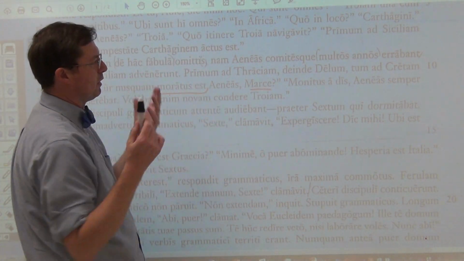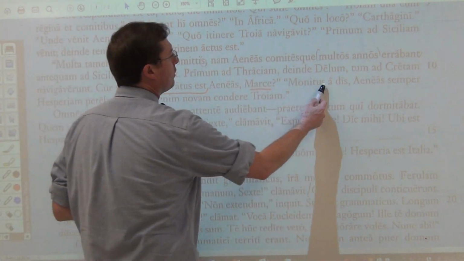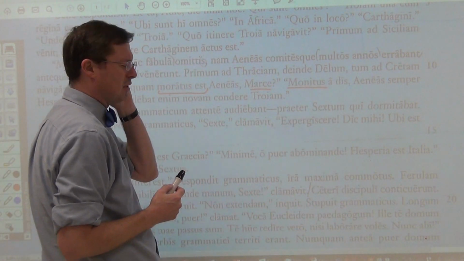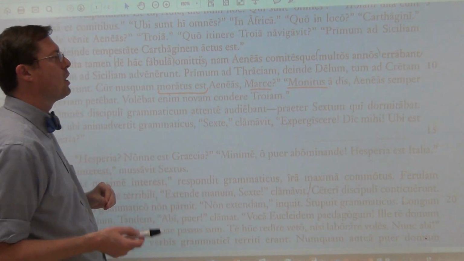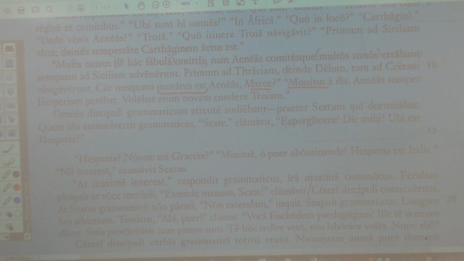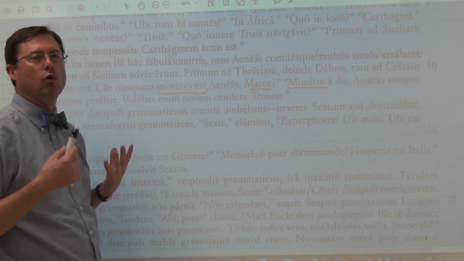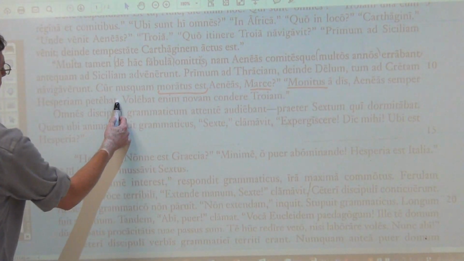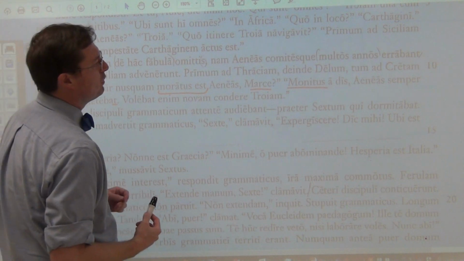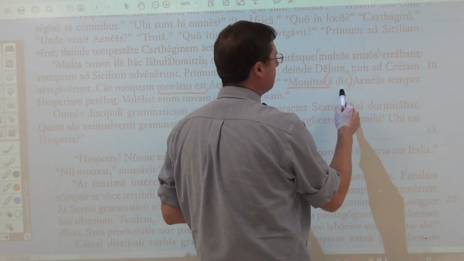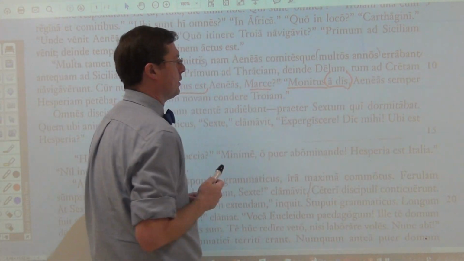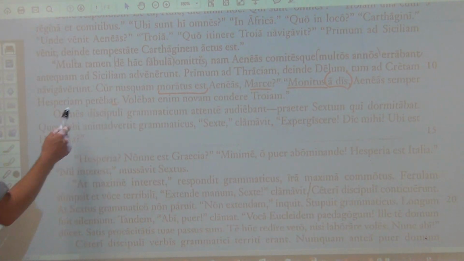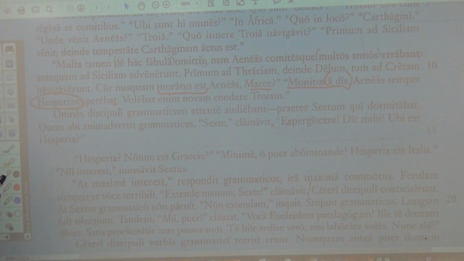And then the response by Marcus in quotations. Monitus is the perfect passive participle from your verb moneo, monere, monui, monitus, to warn or advise. That's where we get the word admonish. It modifies my understood subject, he. Having been warned by the gods, a personal agent, Aeneas always was seeking Hesperia.